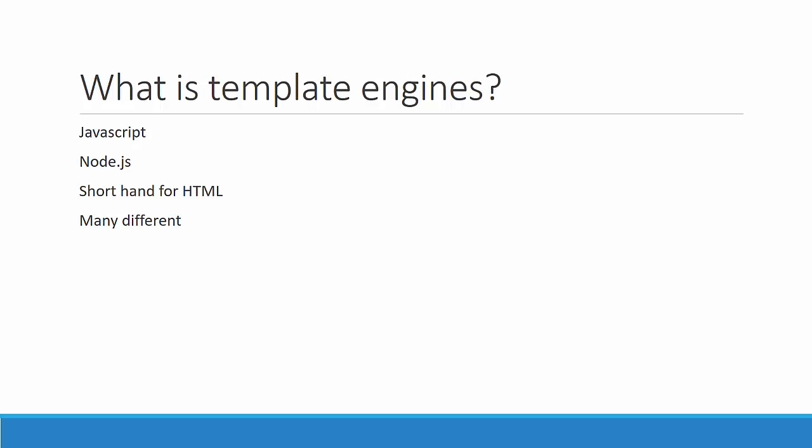What is a template engine? A template engine is some JavaScript which is often used when using server-side JS, like for example Node.js. A template engine is a shorthand for HTML, meaning that a template engine is something that helps us render HTML. There are many different types of template engines in JavaScript, and we will look at some of them on the next slide.